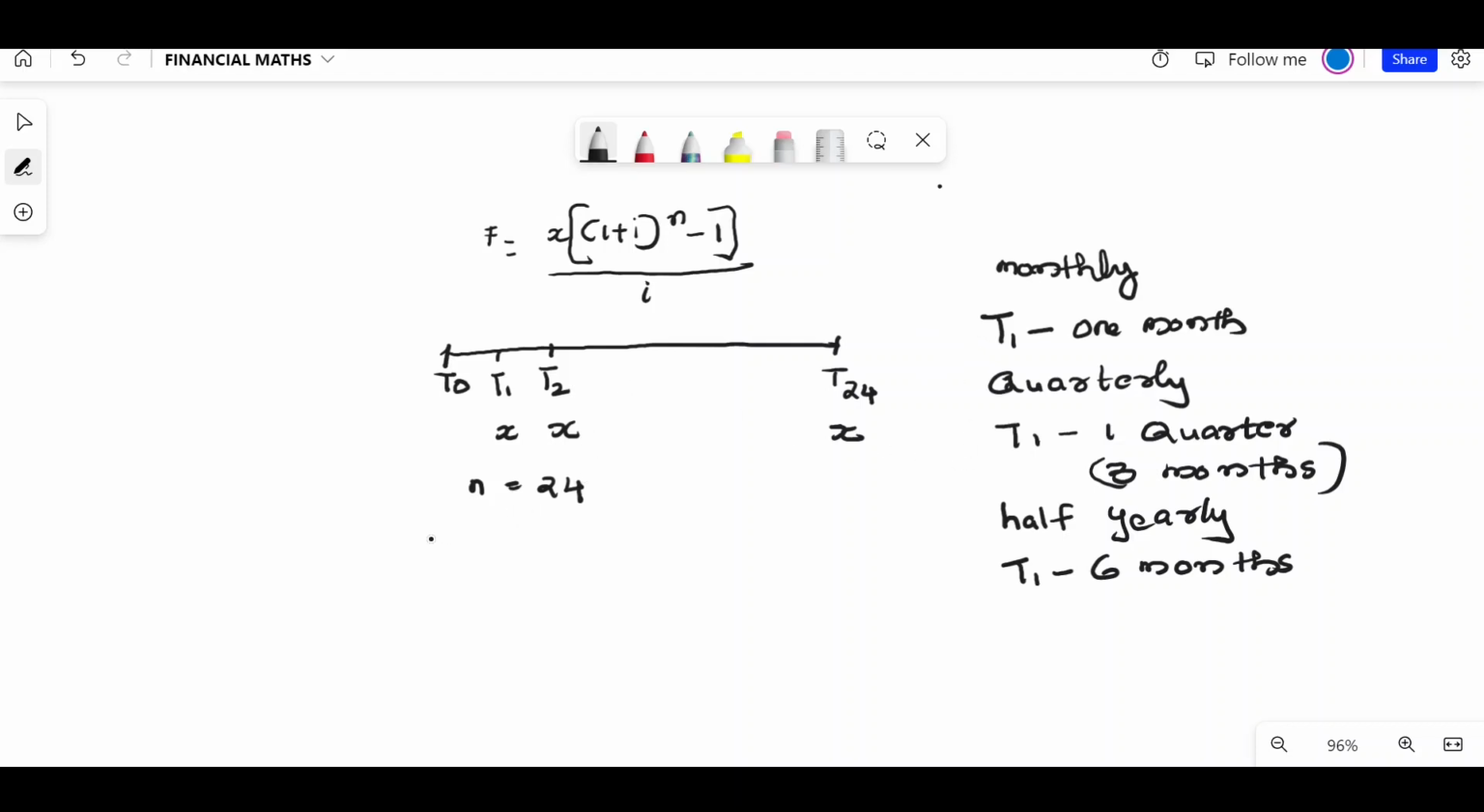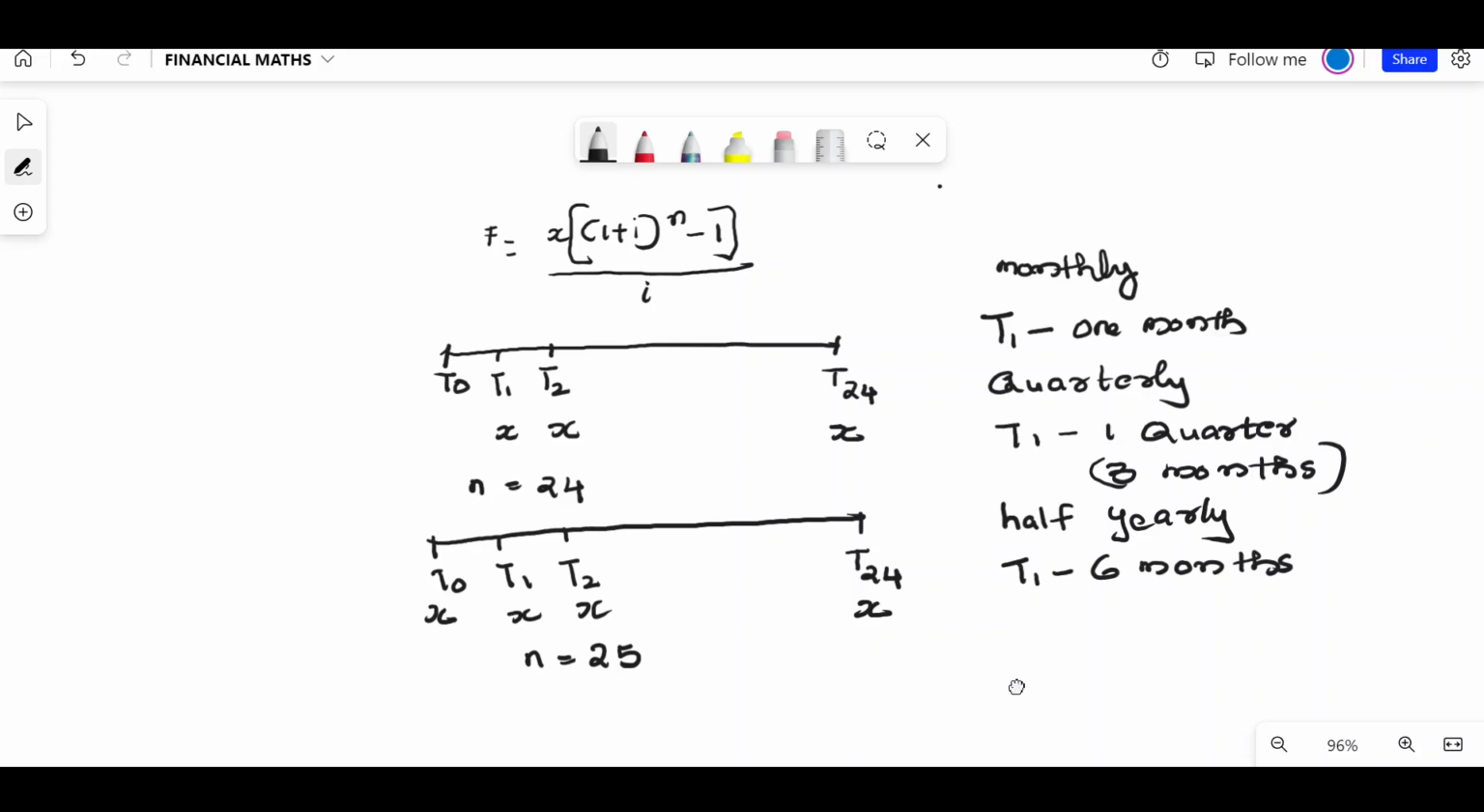Now let me draw another timeline where the payment x represents the equal payments in the formula. So here I am saying the payment starts immediately. It means it starts at T0, not after 1 month. Then continue to pay until the last month. Here in this case the n will be 1 more than 24, which is 25.